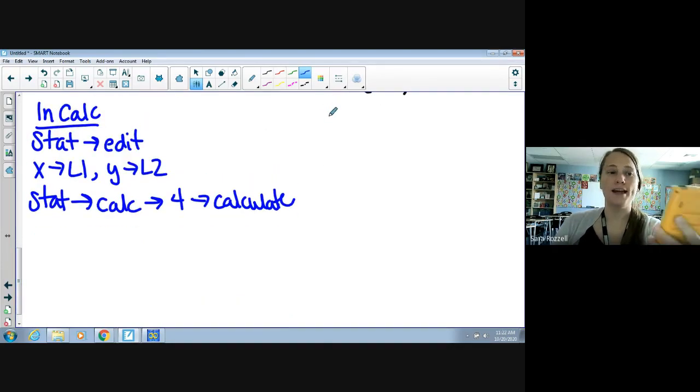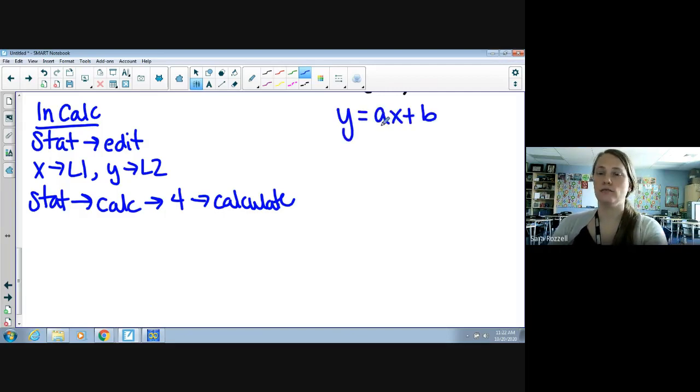All right, so for somebody that did that, this is what you get on the screen. Y equals AX plus B, which normally we say M, but they say A. Does someone want to tell me what you got for your A value?